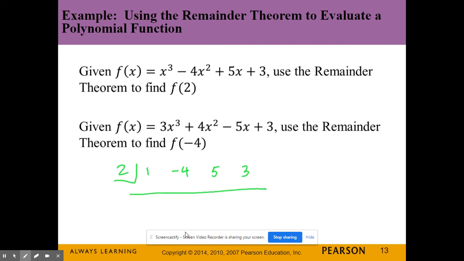Do everything the same. So drop the 1, 2 times 1 is 2, add down, you get -2. 2 times -2 is -4, add down, you get 1. 2 times 1 is 2, add down, you get 5. That's what we cared about. So what this is saying is, if I evaluated the original function for 2, I would get 5.